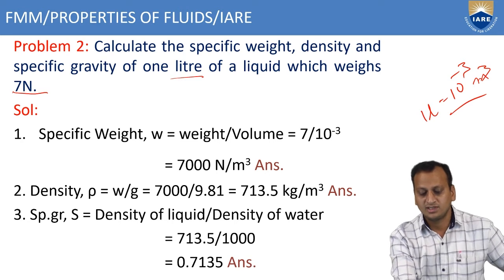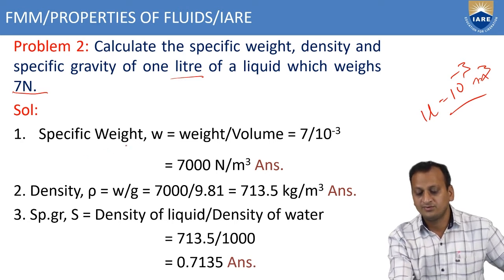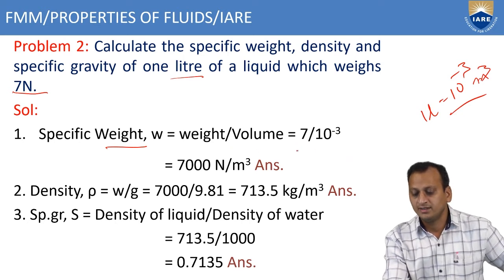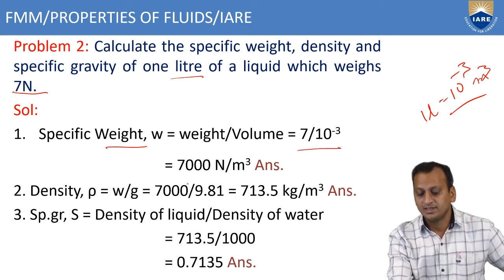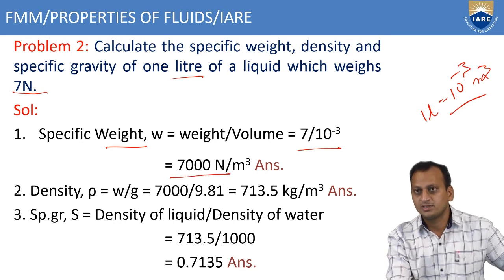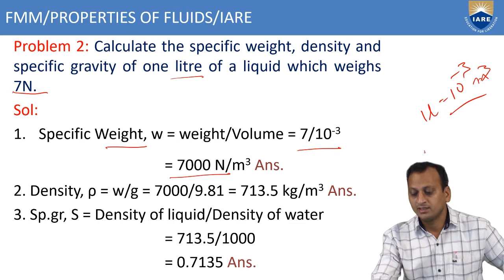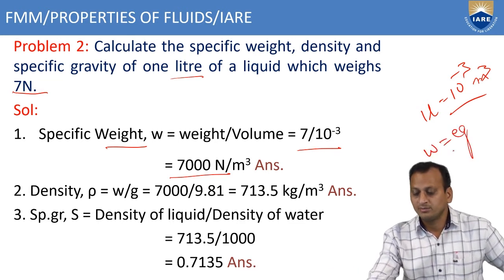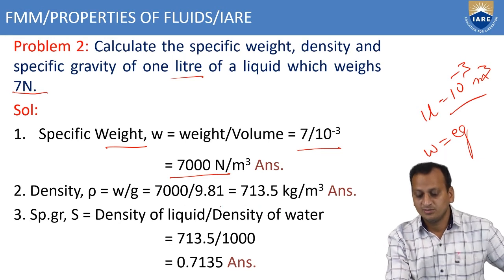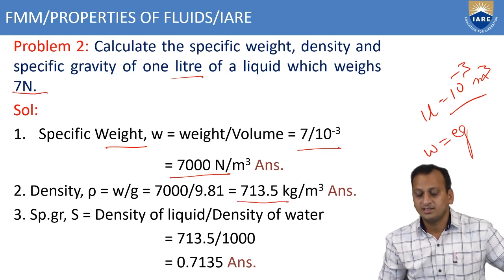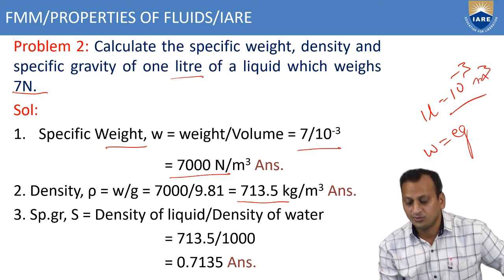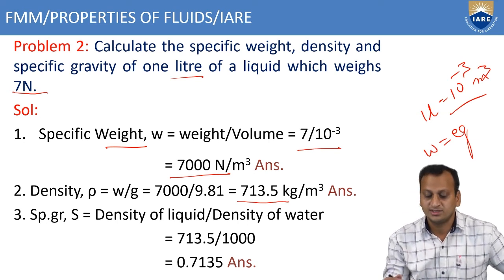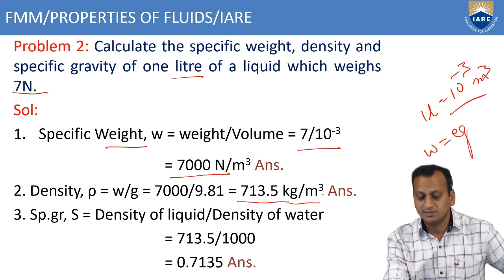Whenever these two are given, specific weight is equal to weight per unit volume. Weight is 7 and volume is 10 power minus 3. We will get 7000 Newton per meter cube as the specific weight. Similarly, for density, we have small w equals rho g, where rho can be w by g. Here the same thing is applied, and we have calculated 713.5 kg per meter cube. This is the unit of density, kg per meter cube.